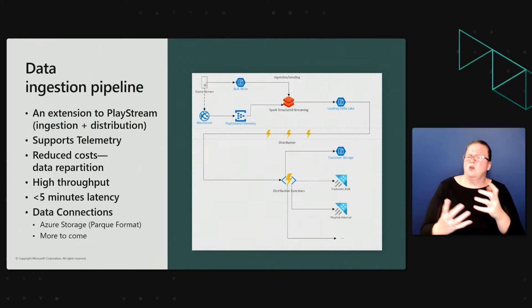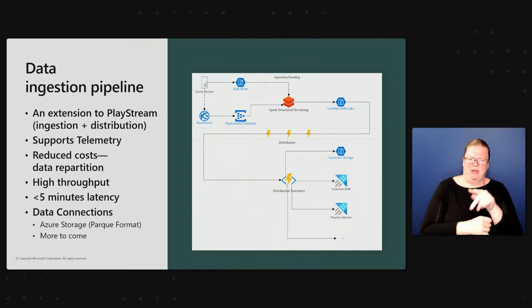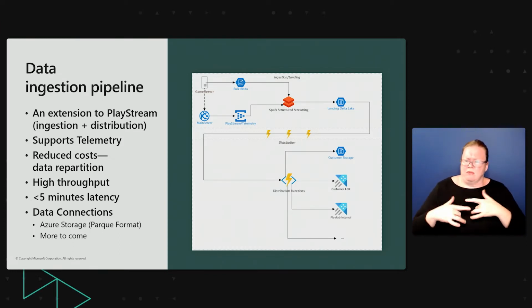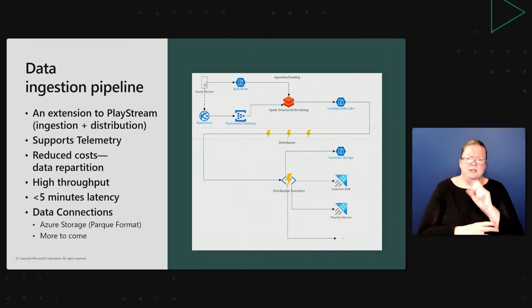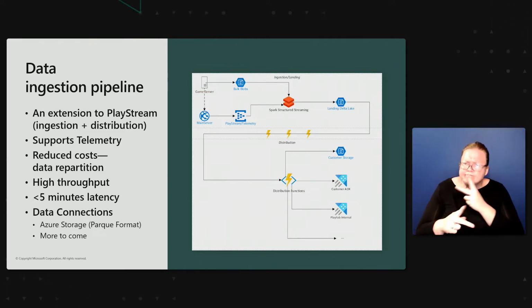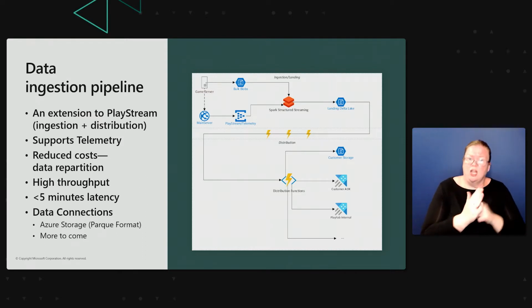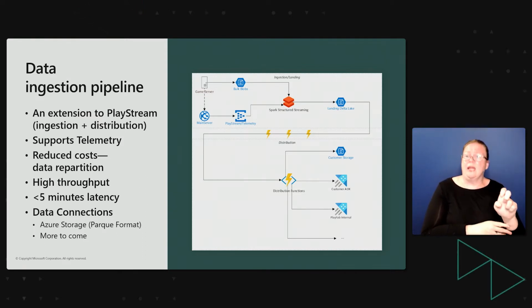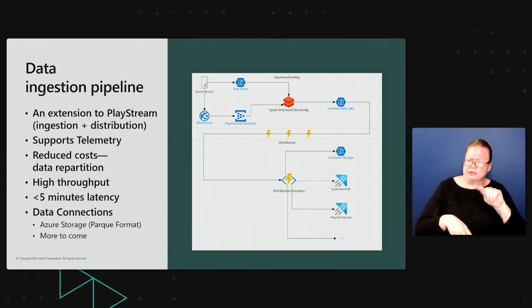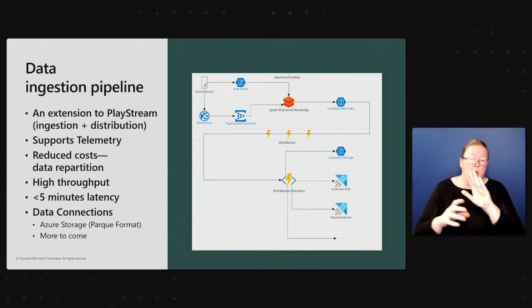How does the data ingestion pipeline work? The data ingestion pipeline is built on top of PlayStream and telemetry. We read the events from event hubs and use Spark Structured Streaming to continuously batch your events and write them into a landing storage account using the Delta Lake format. We then use Azure trigger functions to distribute your data into your chosen destination.